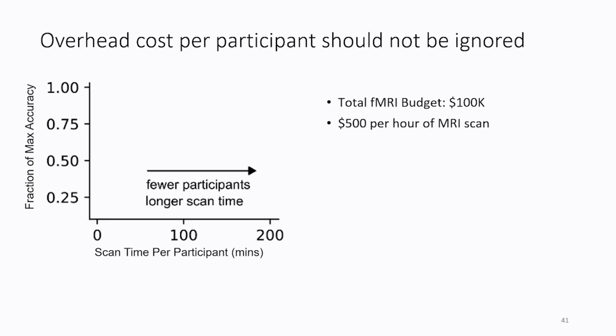Let's look at this in an example. Let's say we have a fixed fMRI budget of 100K, and it costs $500 per hour of MRI scan. In this plot over here, on the x-axis, we have the scan time per participant, and on the y-axis, we have the fraction of maximum accuracy that is afforded by our budget. This means as you go from left to right on the x-axis, we are increasing scan time, but decreasing the number of participants because we pay for more scan time.